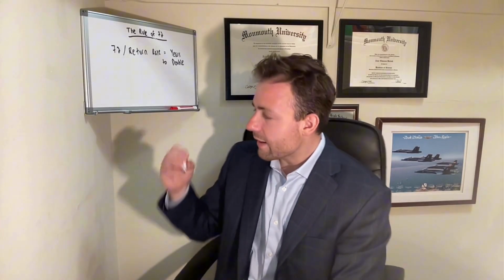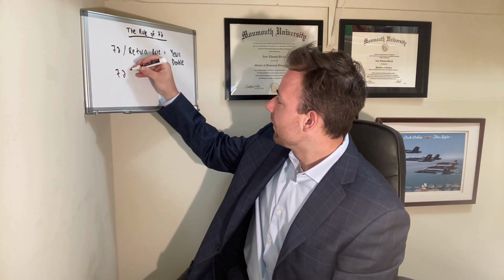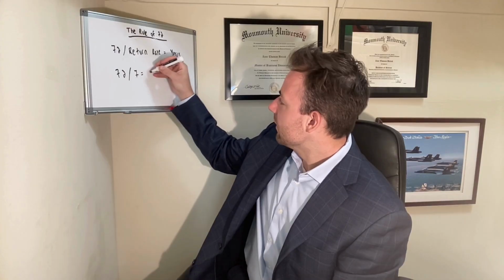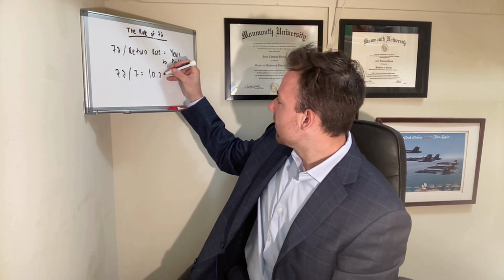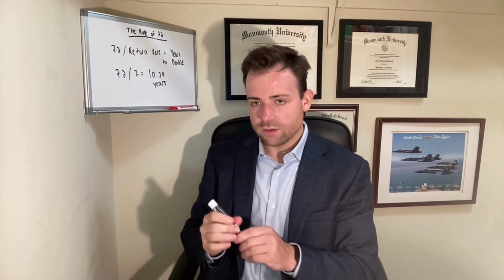Say if your investment earns something like 7% per year on average. So now we have our return rate solved for. 72 divided by 7 equals 10.29 years. So according to this formula, your money doubles in approximately 10 years, and this is without you adding any additional contributions. Really, this is your investment compounding.